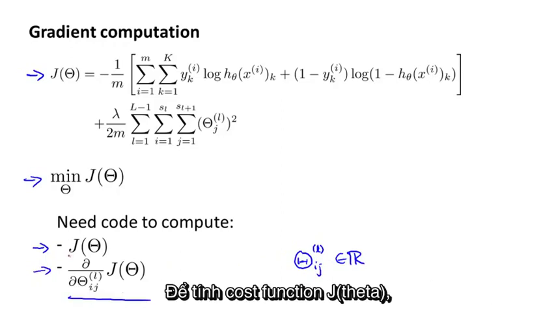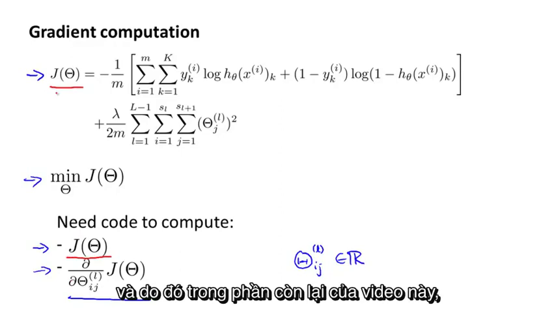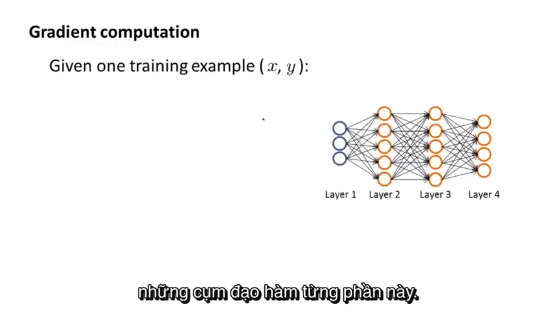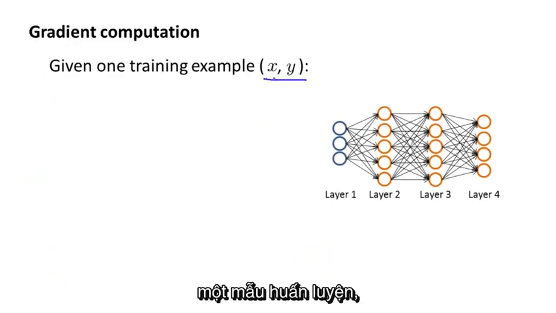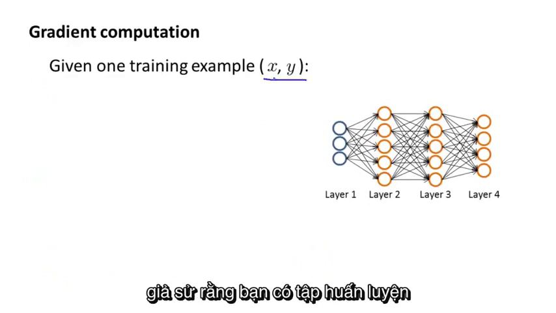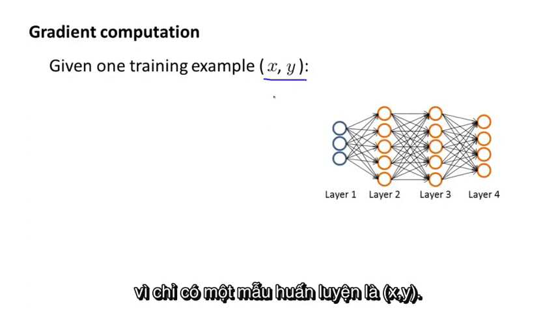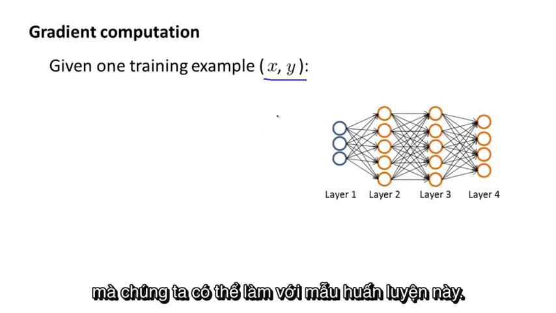In order to compute the cost function J of theta, we just use this formula up here. And so what I want to do for most of this video is focus on how we can compute these partial derivative terms. Let's start by talking about the case of when we have only one training example. So imagine that our entire training set comprises only one training example, which is a pair (x, y). I'm just going to write it out as one training example (x, y). And let's step through the sequence of calculations we would do with this one training example.